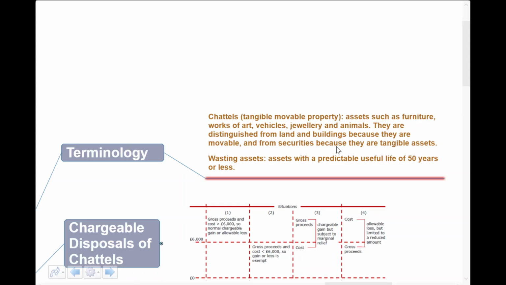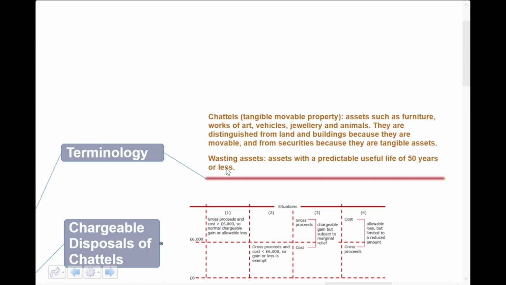Now, note, they are distinguished from land and buildings because you can move them. And indeed from securities because they're tangible. You can't touch a share, can you? So there's the definition. Okay, don't worry about memorizing that. We're more interested in the mechanics and the numerical side. Okay, so that's a chattel.